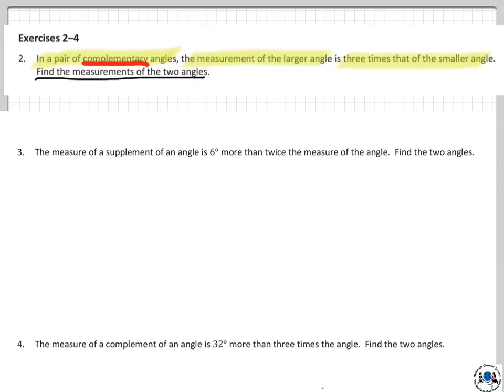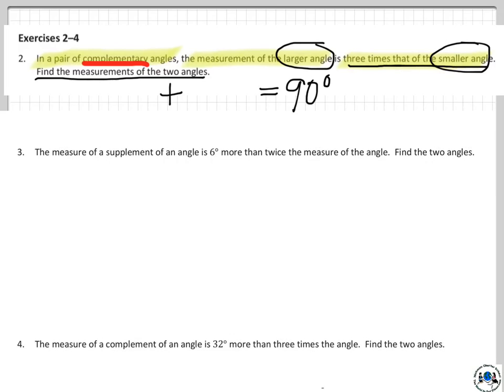Okay, so if we look at this again, complementary, we know that we're going to have equal 90 degrees, all right, so we know that we're going to have two angles, because complementary angles we're talking about the sum of two, so it's going to be something plus something equals 90 degrees. So if we have a larger angle and a smaller angle, now this larger angle is 3 times that of the smaller angle.